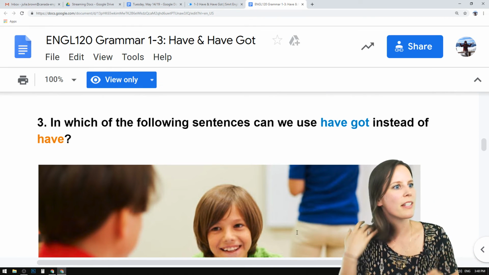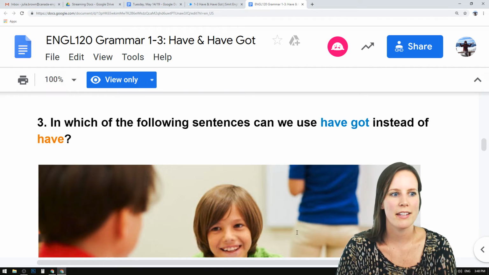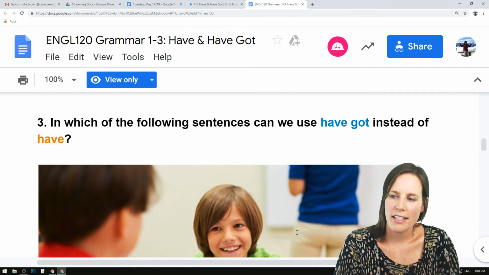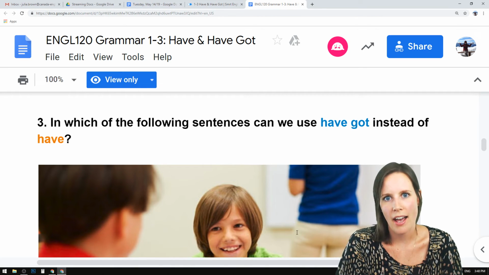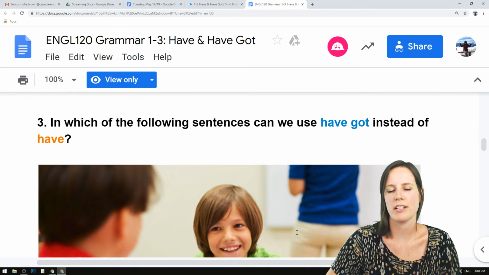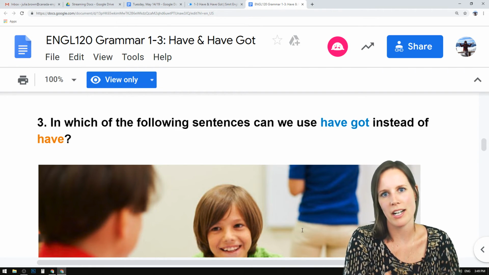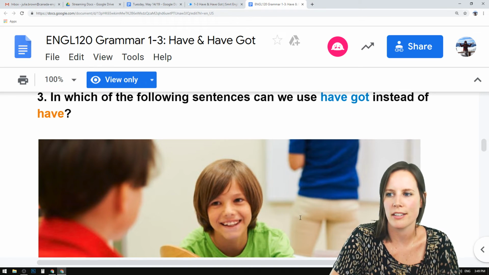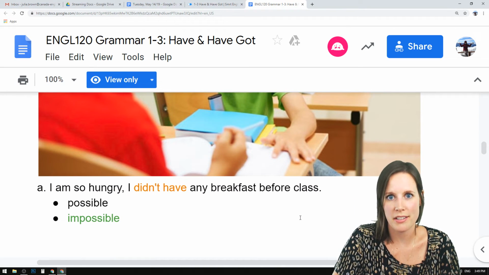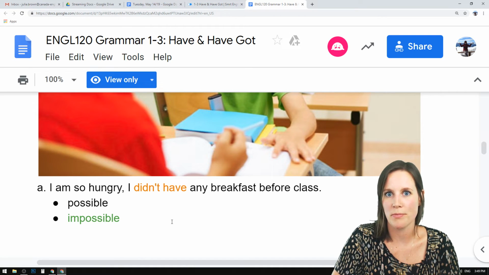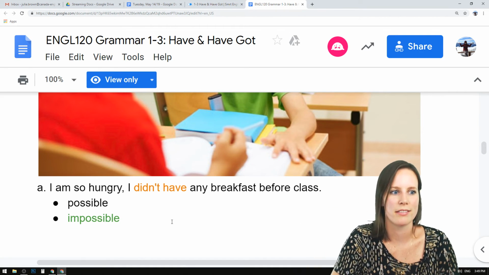We're going to do this exercise, and the task is we need to decide in the sentences if we can use have or have got, okay? I don't need to write anything. You guys will tell me in the chat what you think. The first one is done for us. I'm so hungry. I didn't have any breakfast before class. They've answered, it's impossible. Why? Because it's in the past. Yeah.